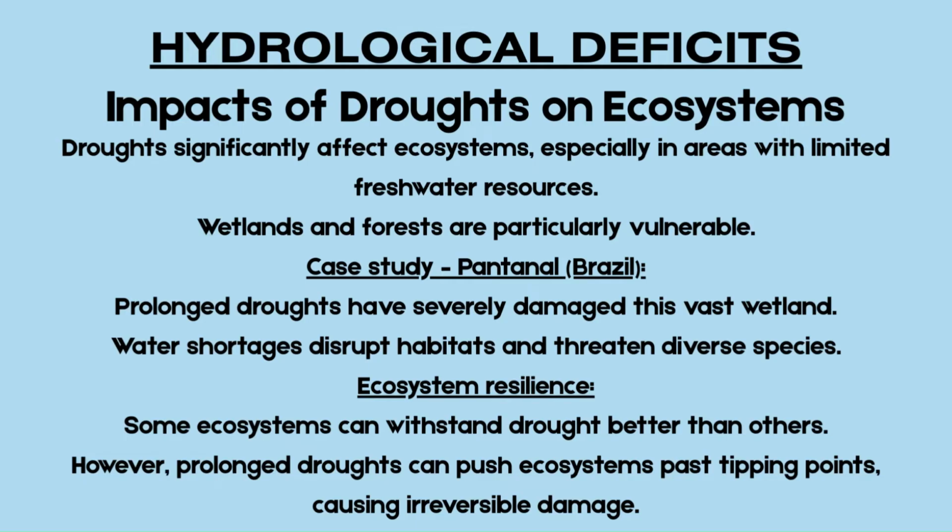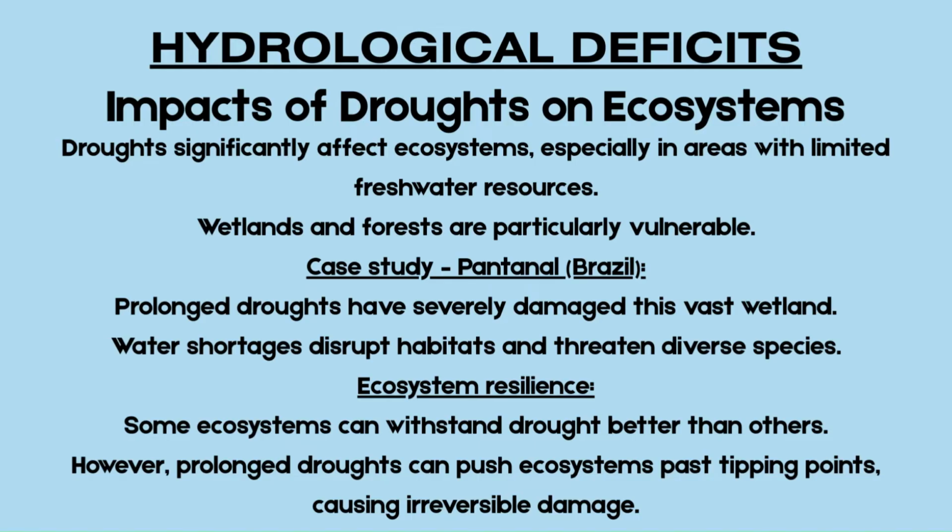For instance, the Pantanal, a vast wetland in Brazil, has suffered severe damage due to prolonged droughts, which reduce water availability and disrupt the habitats of various species. Similarly, forest stress is another consequence of drought. In regions like the Amazon, droughts weaken tree health, making them more susceptible to disease and pests. This can cause a loss of biodiversity and further destabilize the ecosystem.